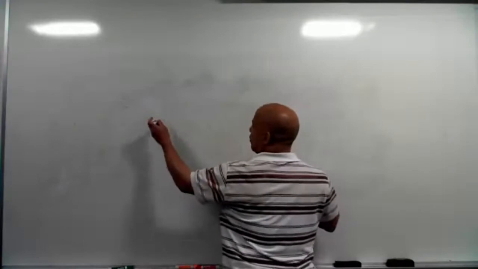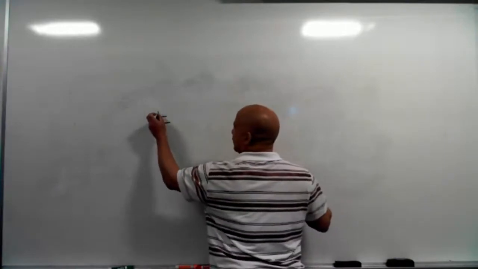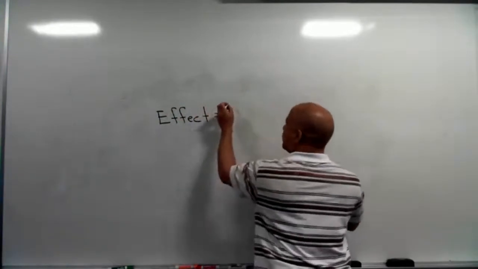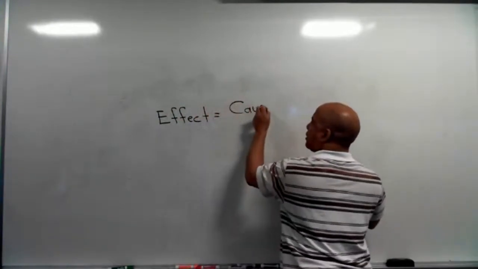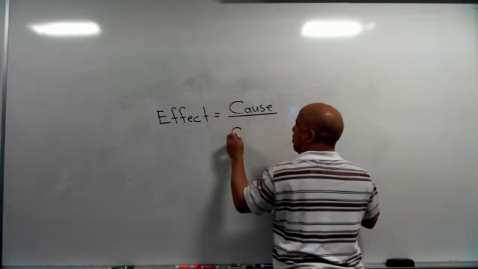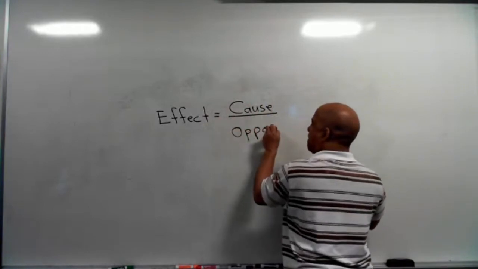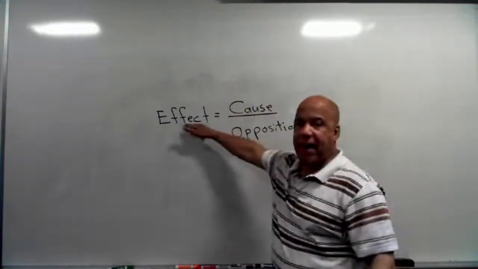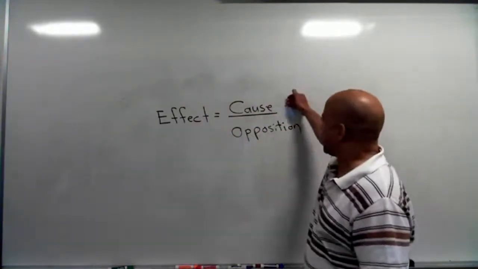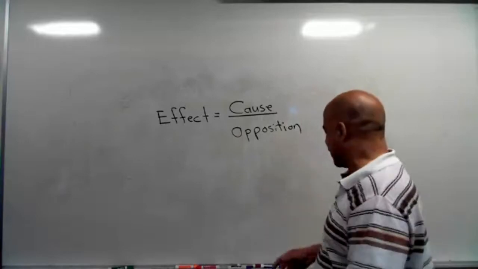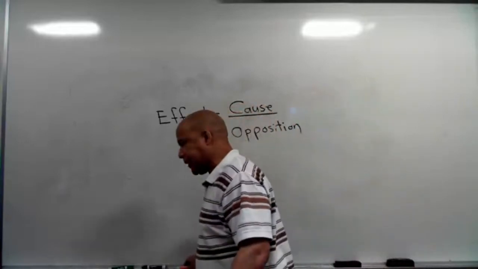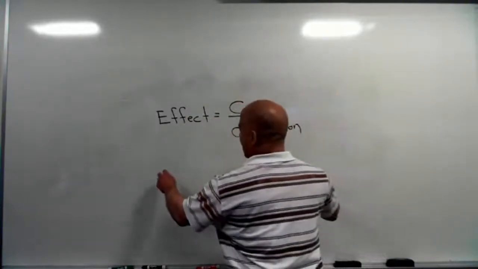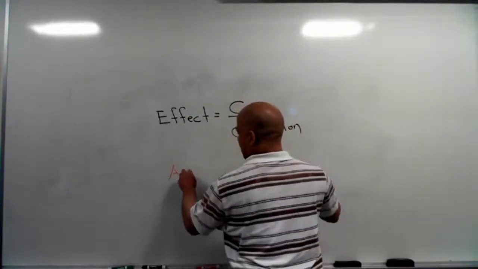In physics, just kind of in general, effect equals cause over opposition. In physics, effect equals cause over opposition. So one example of that being used in physics is, let's say that the effect you want to establish is an acceleration.